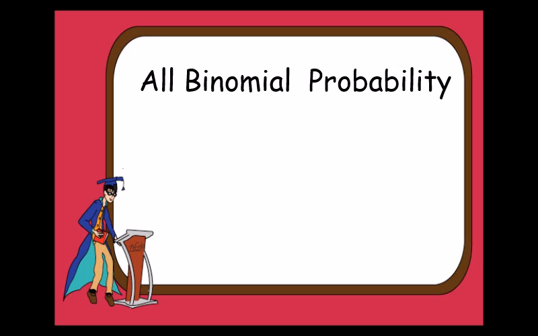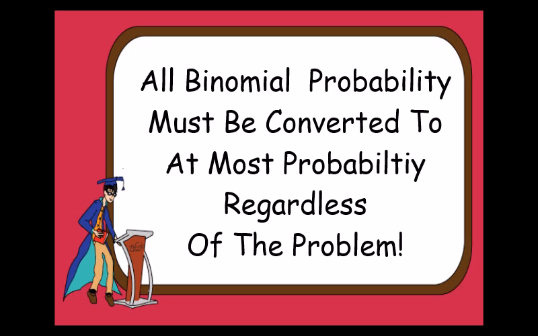Just to make sure you're paying attention, all binomial probabilities must be converted to an at most probability, regardless of the problem. Now, this is if you are dealing with less than, greater than, less than or equal to, or greater than or equal to, and if you're working with a CDF function. If it's a PDF, you really don't have to worry about it, but it's the CDFs that you really need to worry about in the long run.